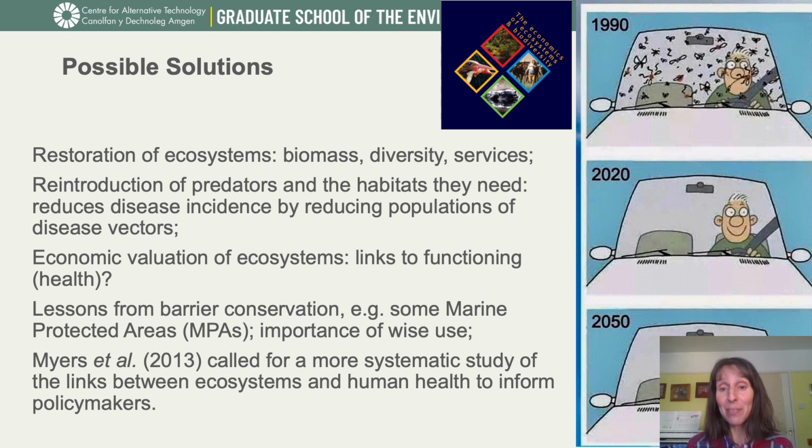And in the UK we've seen that. We've seen our simplified ecosystems, our intensive agriculture having an impact on insects. So if you want to look at the cartoon on the right, massive decline of insects in recent years. It's not just restoring the biomass, the diversity of ecosystems, but also we can target the reintroduction of predators. There is evidence out there that where you introduce predators to manage an ecosystem and a habitat, that can reduce disease vectors.